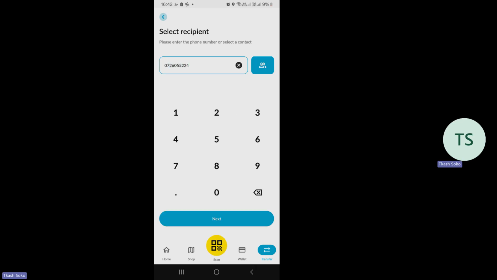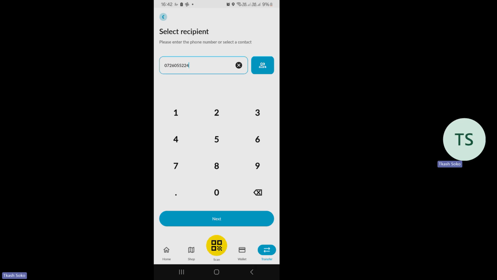Of course, nimeiweka hapo, then nibonyeze next. It shows me the confirmed details. Inanionyesha the details that the recipient is myself, Amos. The network that I want to send to is Safaricom, the amount and the transaction fee.